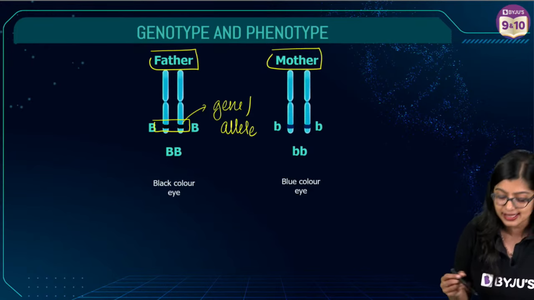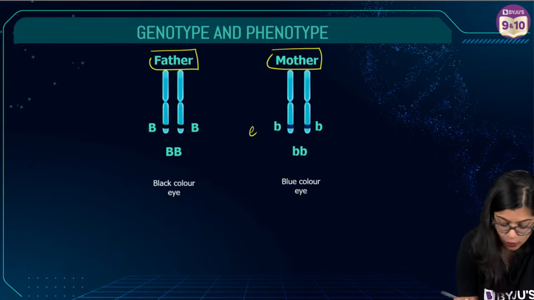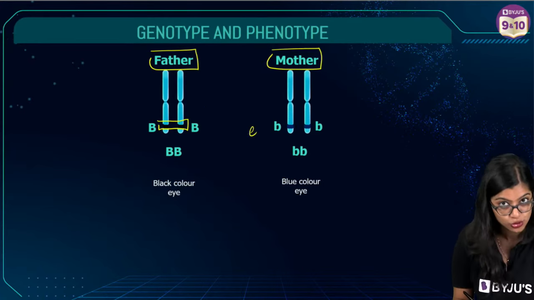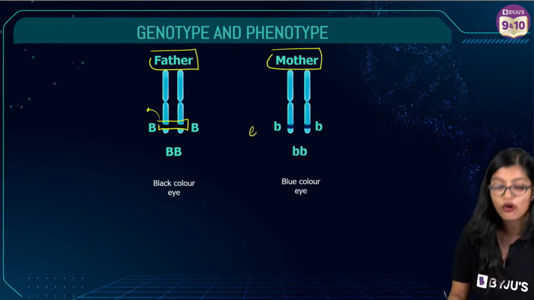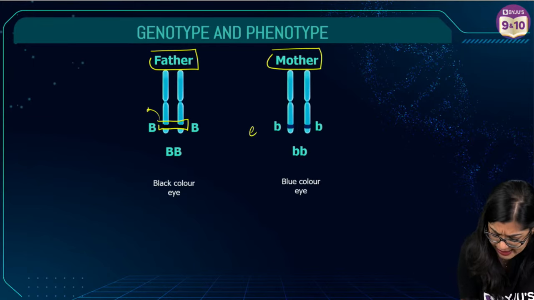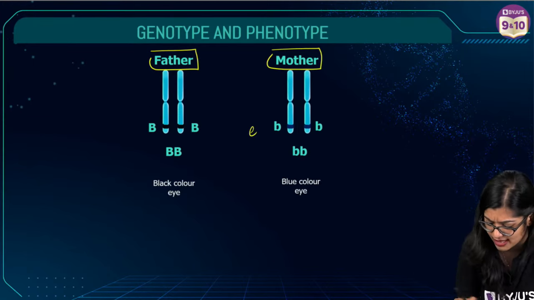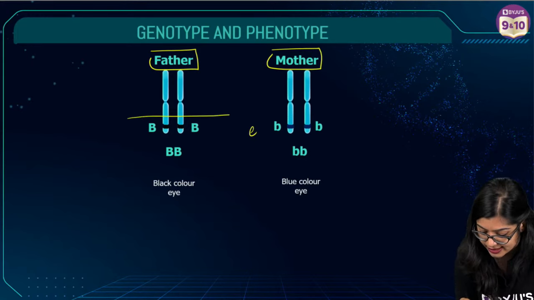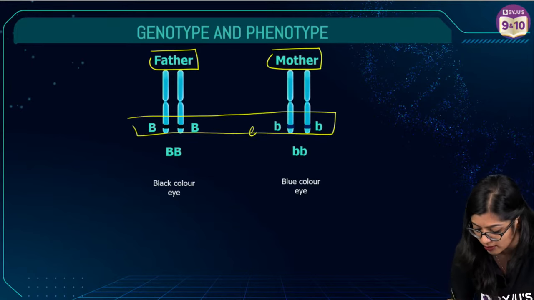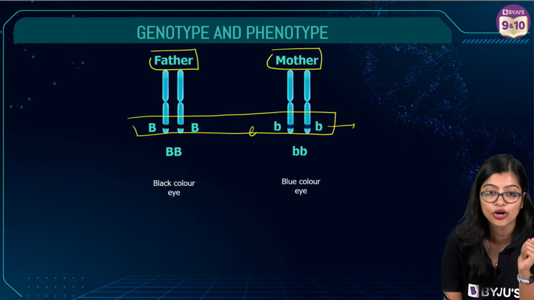Very good. Yes. So we see that there is a certain location on the chromosome which is coding for a character. And let's say that in both the mother and the father, in the same location of the chromosome, we see that the character is being coded, right?